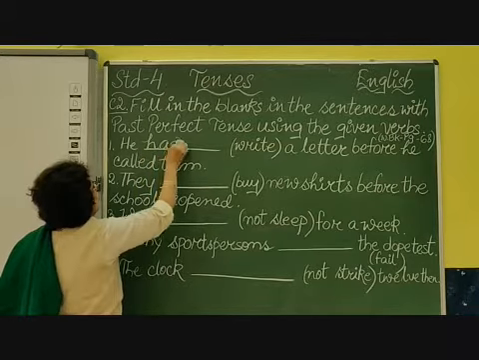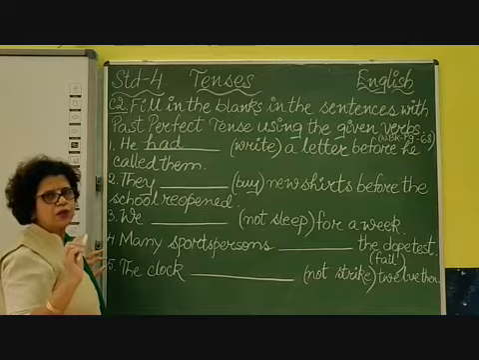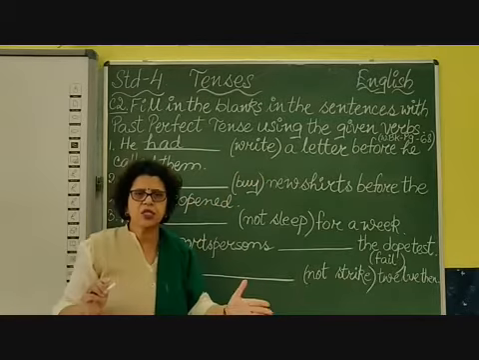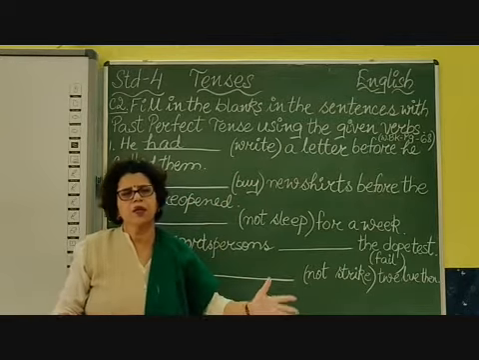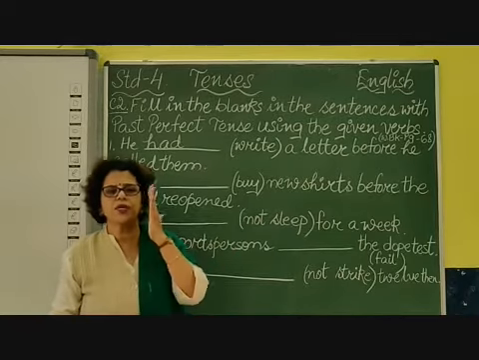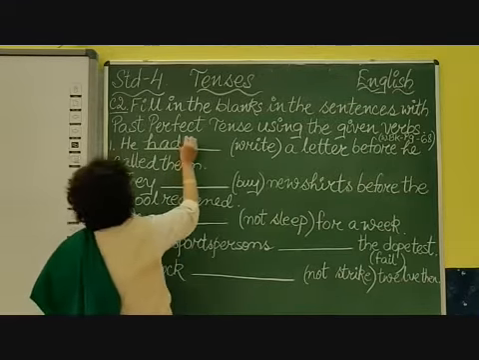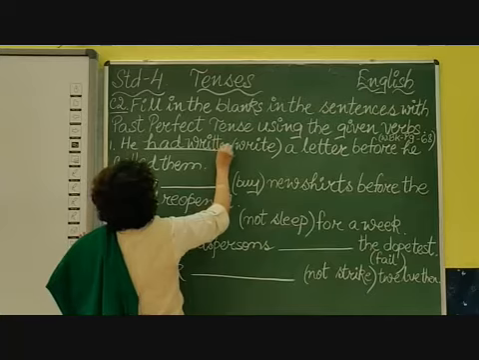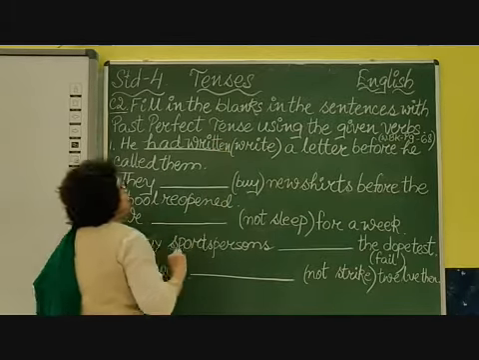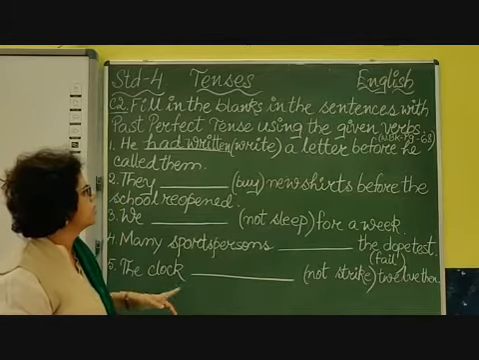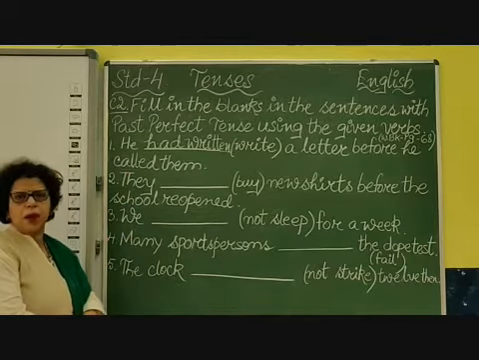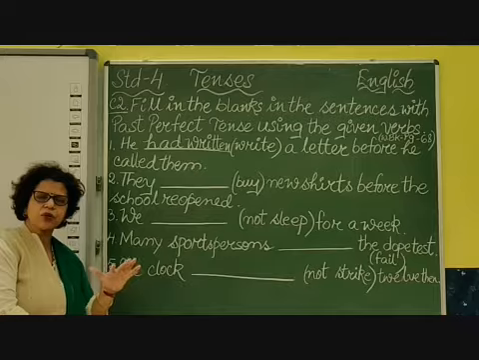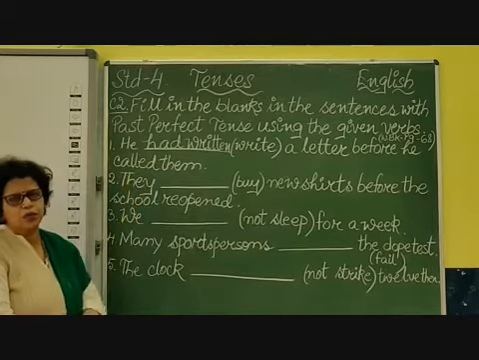So we write had. For past perfect tense we have to use had, and then the past participle form of write. Write, wrote, written. Write is the base form, then wrote is the past form, and written is the past participle. So he had written. W-R-I-T-T-E-N. Okay? Written a letter before he called them. And this is in simple past. So there are two past tenses. One is simple past and the action which has been done before that is written in past perfect.